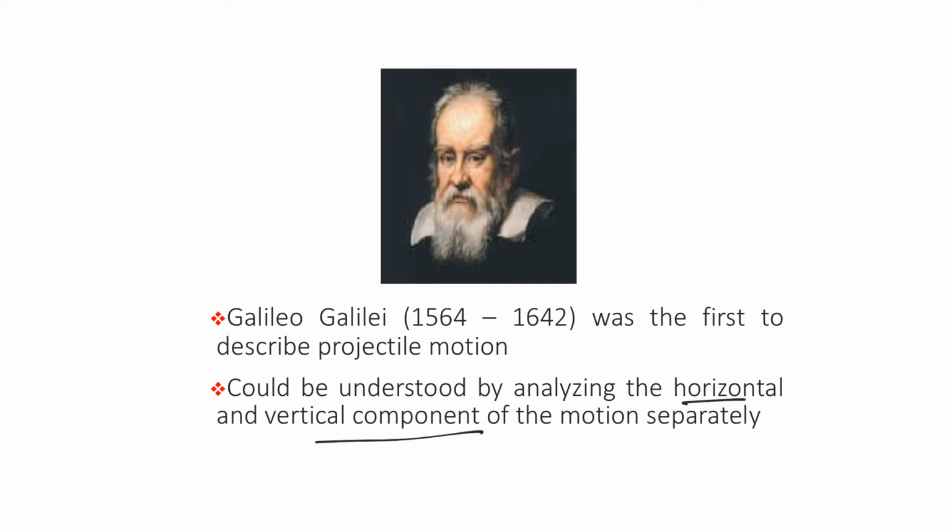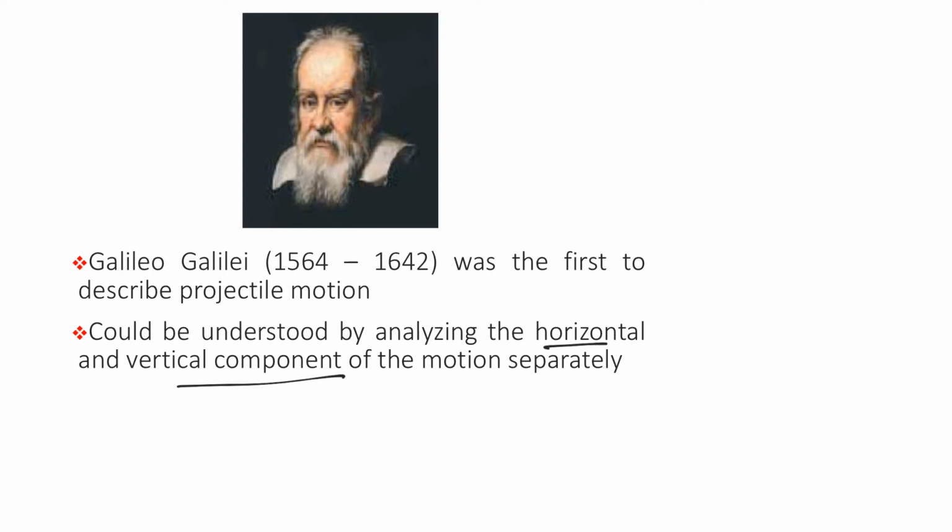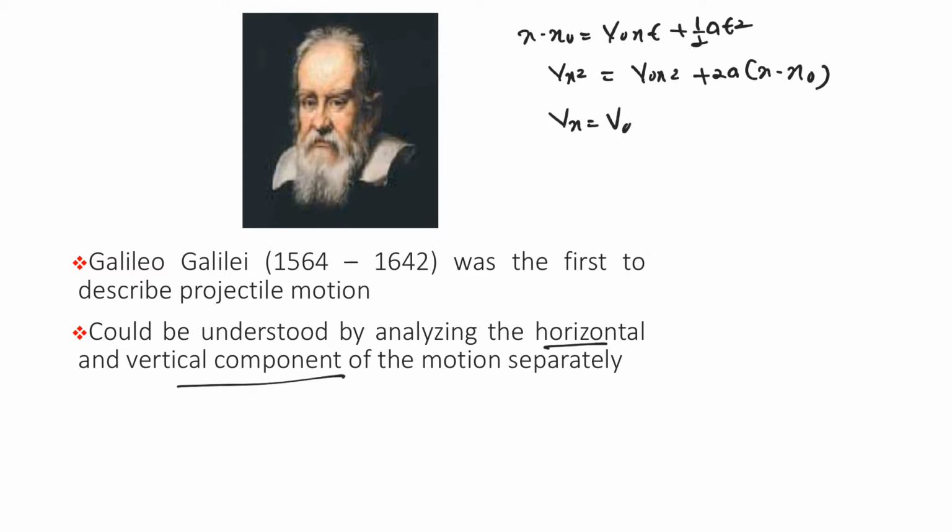Here you are going to have formulas for the x component and formulas for the y component. For x: x minus x naught equals v naught x t plus half a t squared, then v x squared equals v naught x squared plus 2a (x minus x naught), and another one is v x equals v naught x plus a t.